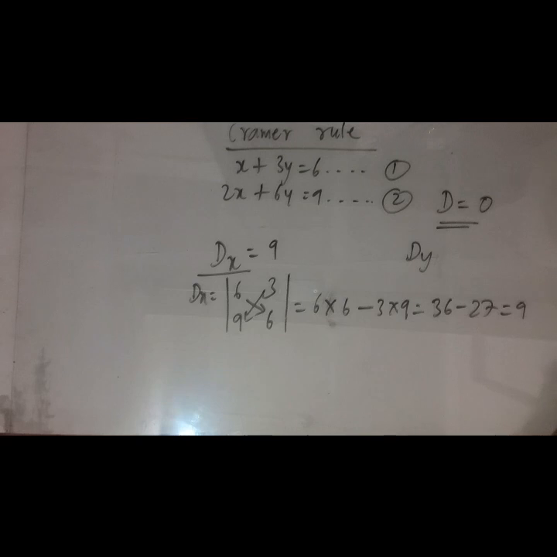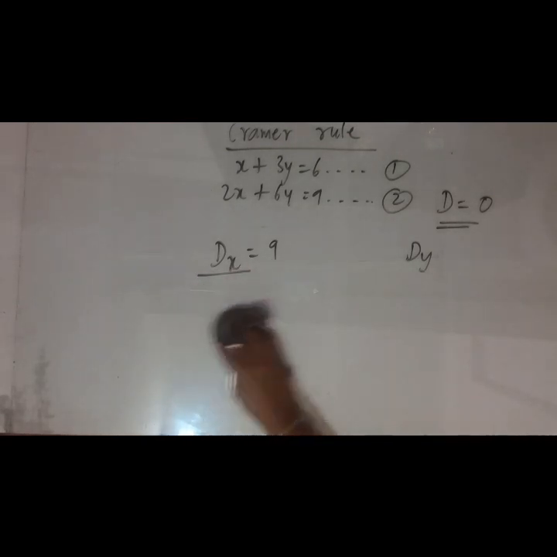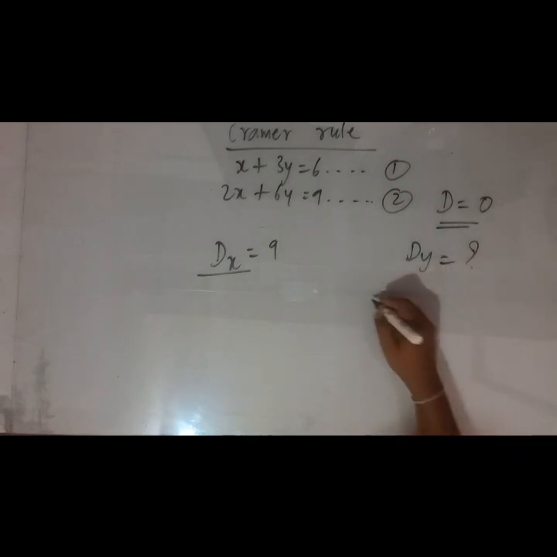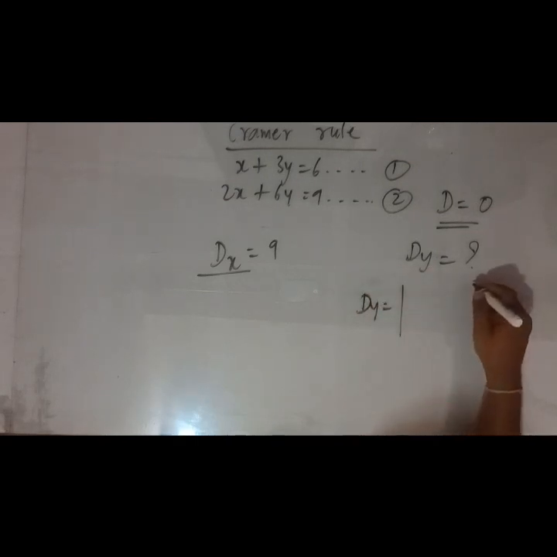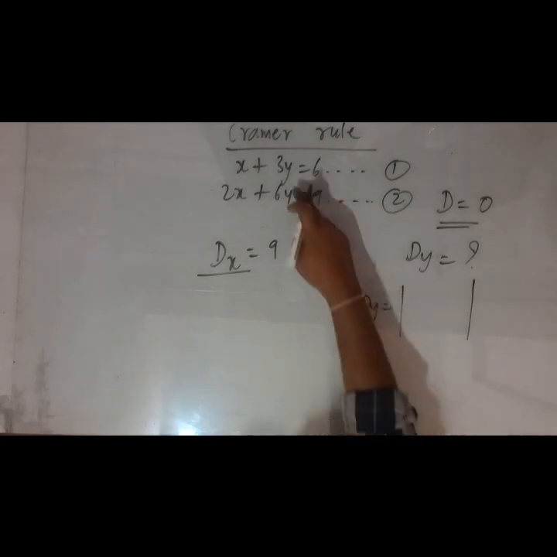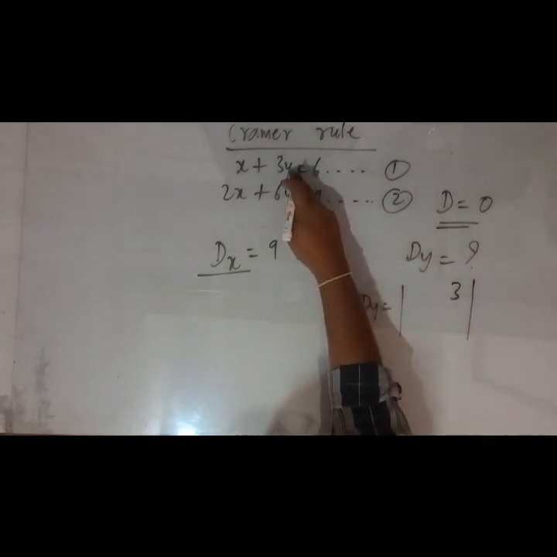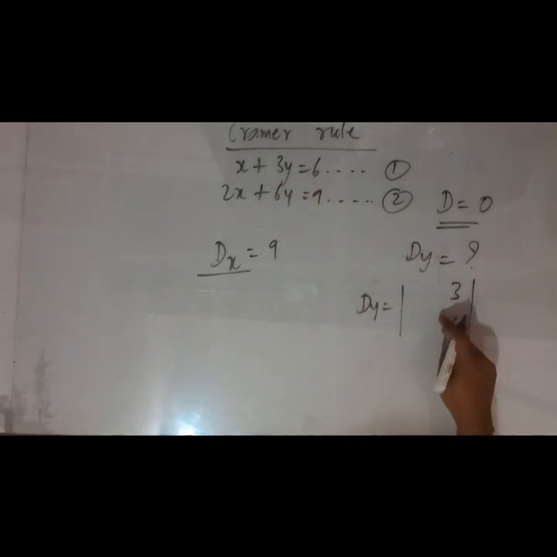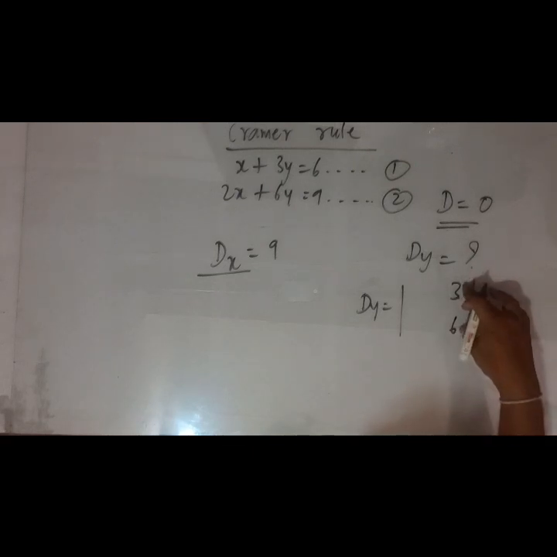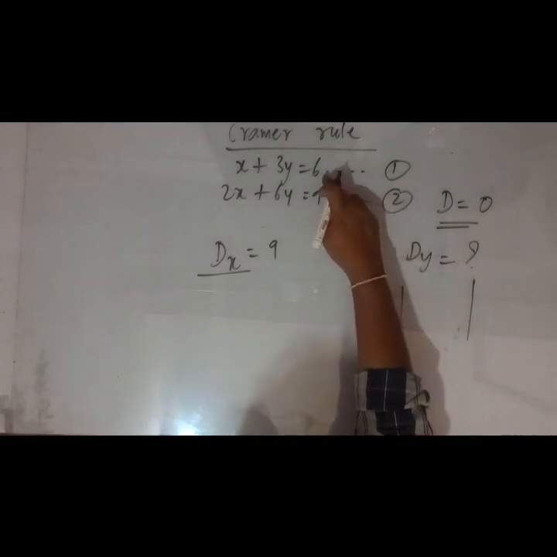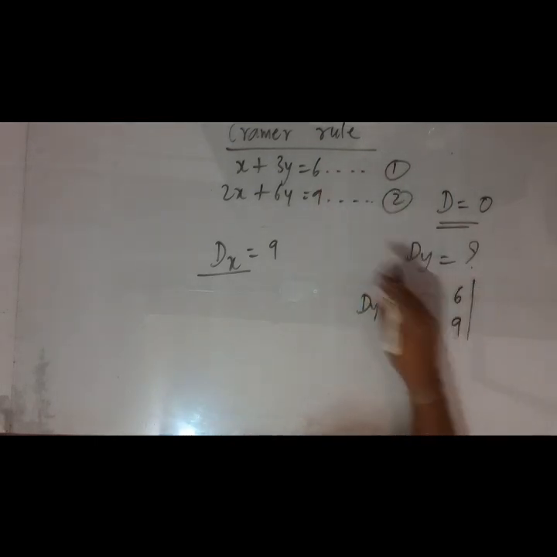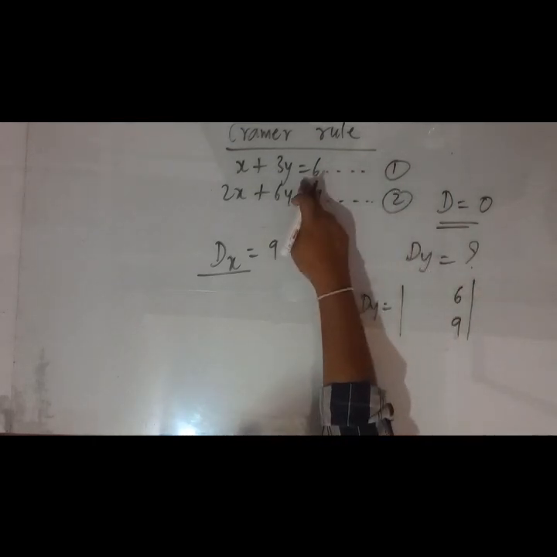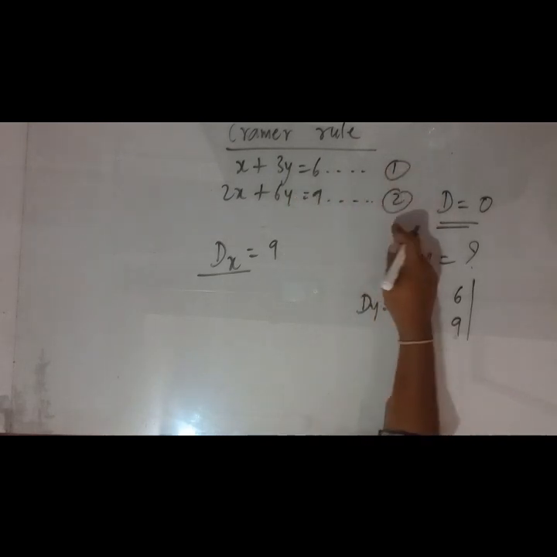Alright, then you have to find the value of dy. For dy, you have to write again a determinant. Now here, these are the coefficients of y for equations 1 and 2, one above the other, so 3 and 6. But you don't have to write these 3 and 6 over here. Instead you will write these numbers 6 and 9, the constants of equation number 1 and equation number 2.